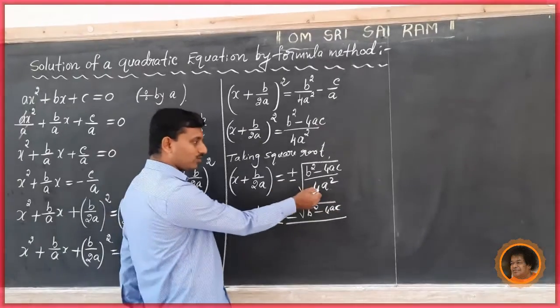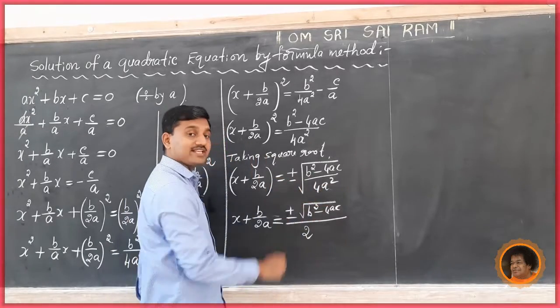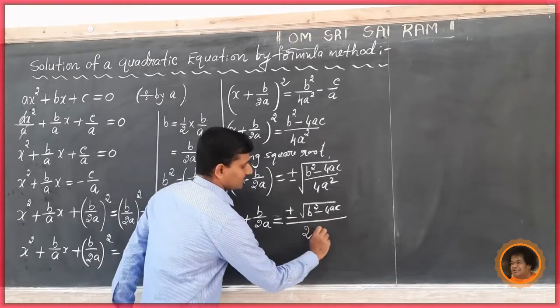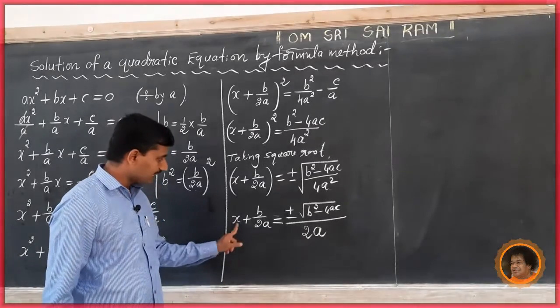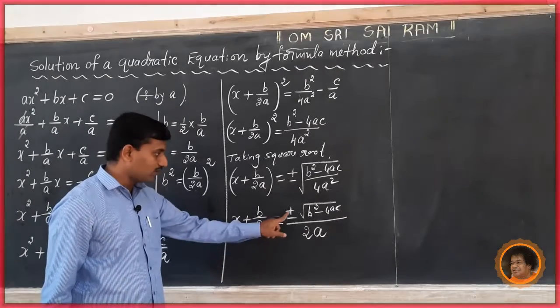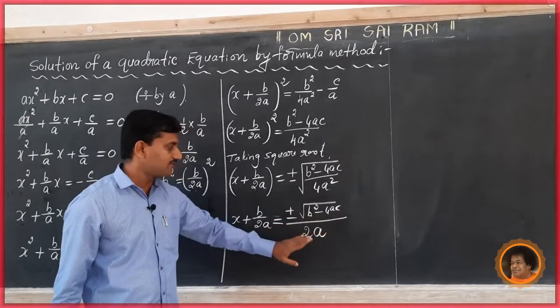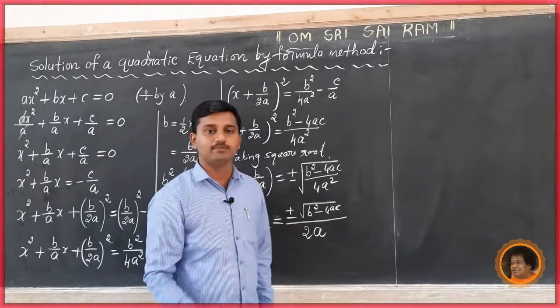What is the square root of 4? It is 2. The square root of a² means a times a, so the single factor is a. Therefore, the square root of the denominator is 2a. So x + b/2a equals plus or minus the square root of b² − 4ac, divided by 2a.